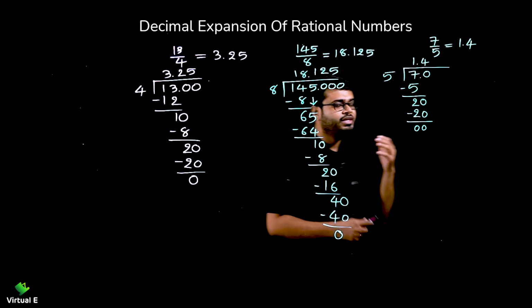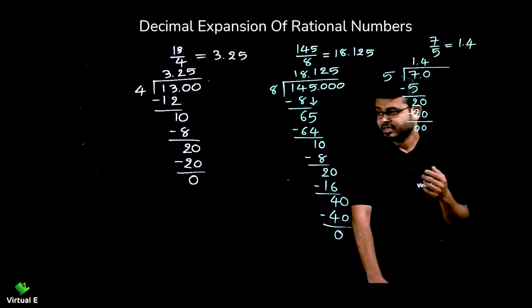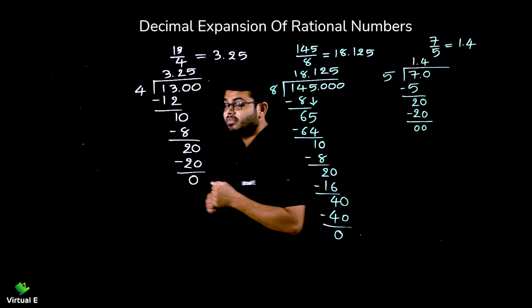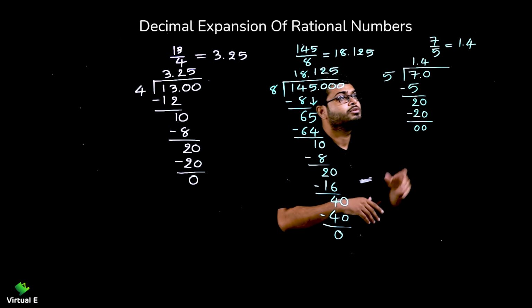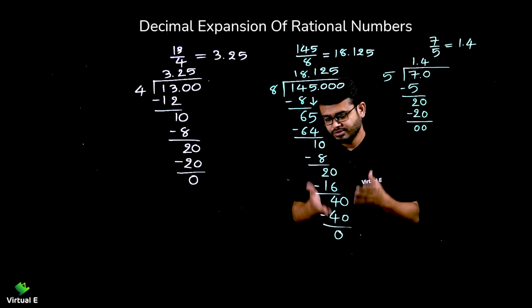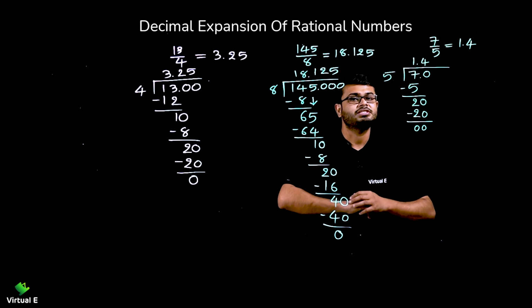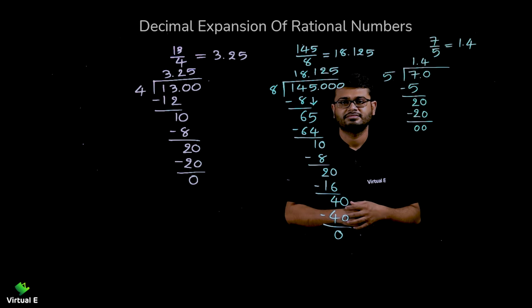Very simple it is, right? You just keep doing it till you get the remainder 0. Sometimes it's going to happen that you're not going to get the remainder 0, like 1 by 3, right? The case we discussed, right? So you just keep dividing till you get the remainder 0. Let's discuss a few more questions.